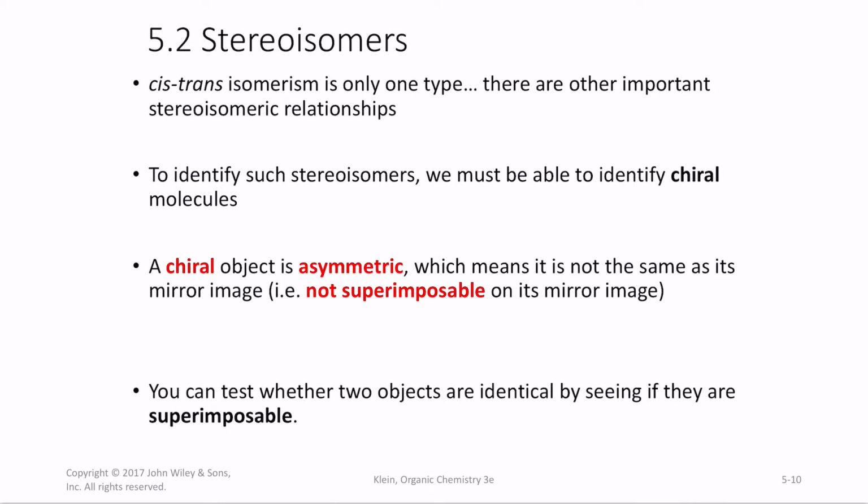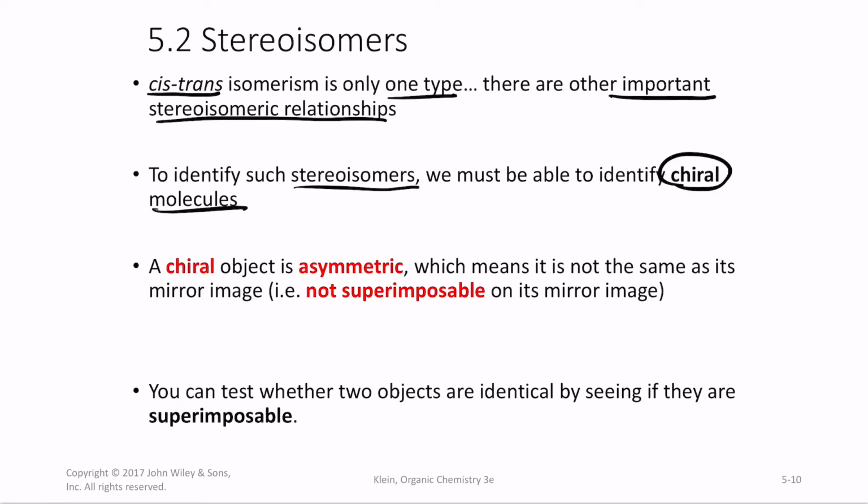So what we saw, the cis-trans isomerism is only one type. There are also other important stereoisomeric relationships. So to identify such stereoisomers, we identify what we call chiral molecules. So what is a chiral molecule? A chiral molecule or a chiral object is asymmetric, which means that it's not the same as its mirror image. Which also means they are not superimposable on a mirror image.